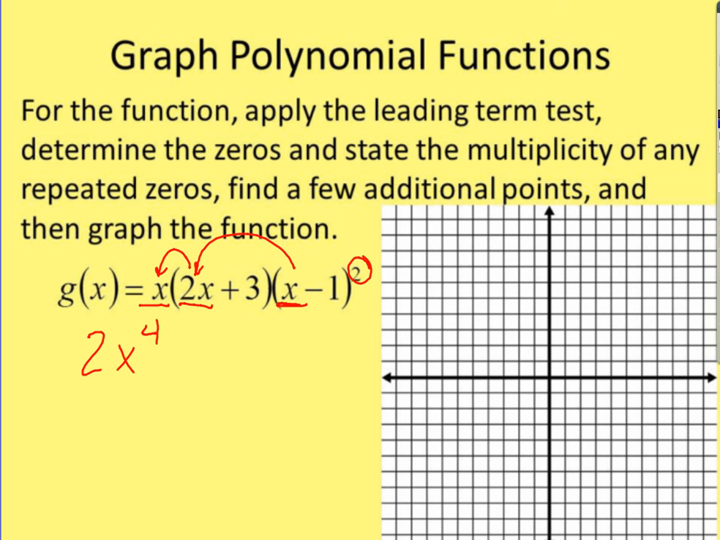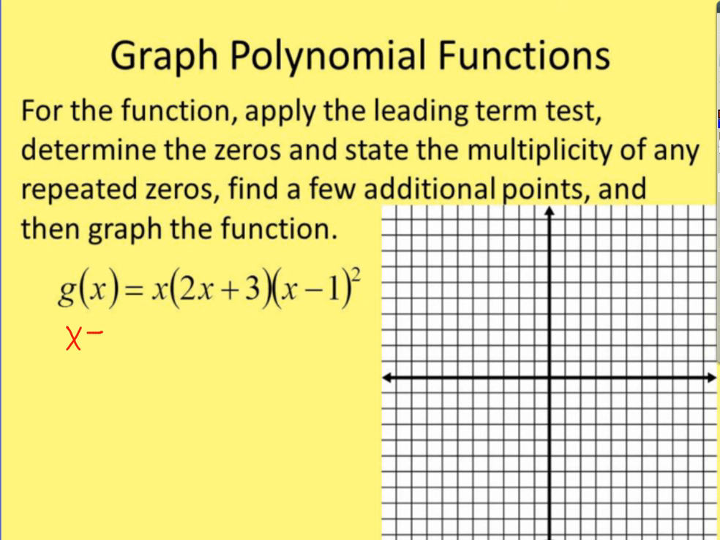So if our leading term is 2x to the 4th, we know our n value is 4, which is even. We know that our leading coefficient is 2, which is positive. So we do know that both ends of our function will be going up because it's even, they go the same direction. Since it's a positive leading coefficient, we know that they will be going up. Now we need to determine the zeros and the multiplicity of the zeros.